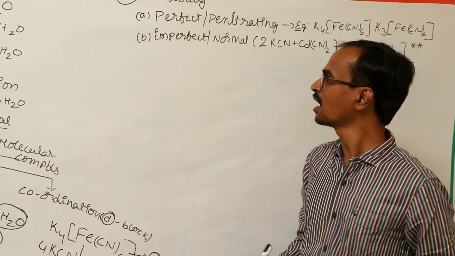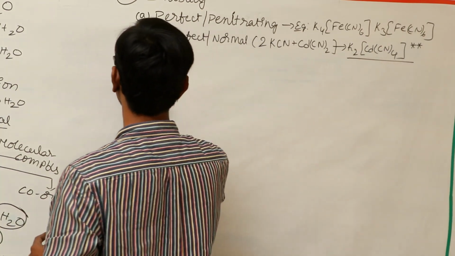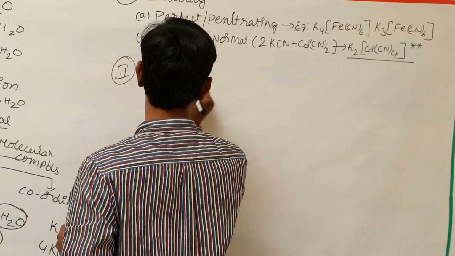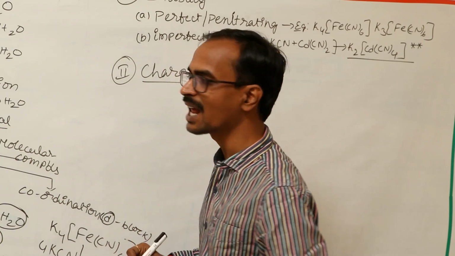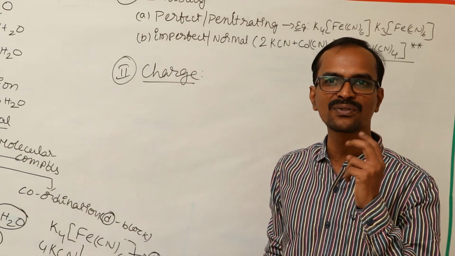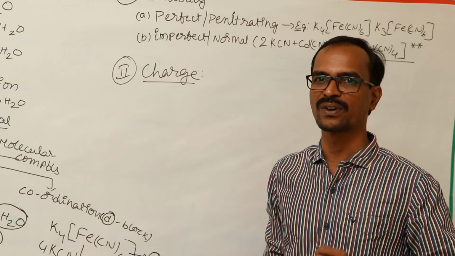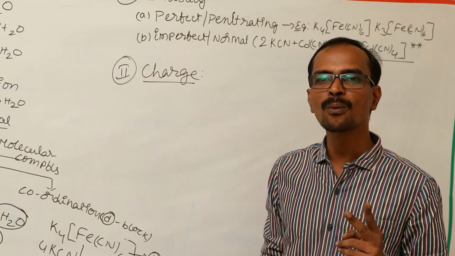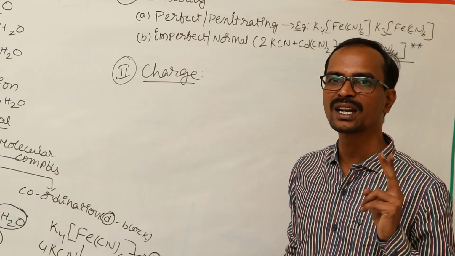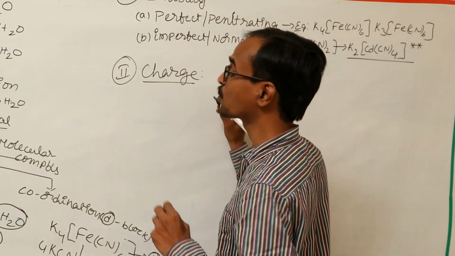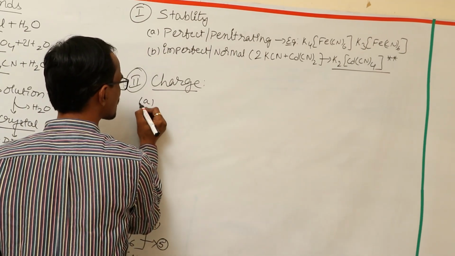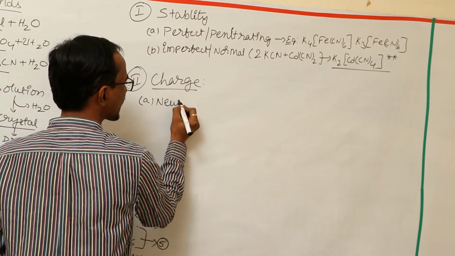The second kind of classification, and a very familiar one, is based on the charge. Based on the charge, we can classify the complexes. How many types can we classify the complexes into? The complexes can be classified into 3 different types. The first kind are the neutral complexes.